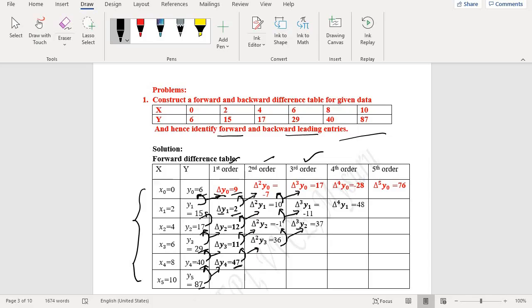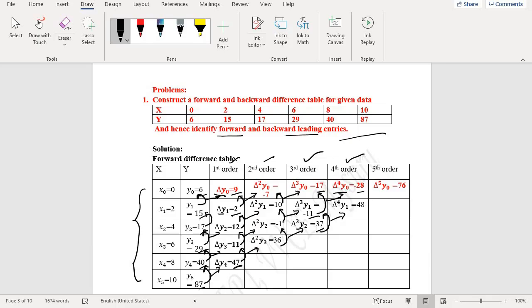Now observe the third order. I have three non-zero values, and all three values are distinct. So I can go for the fourth order. Using the third order, find the fourth order. To find delta power 4 y0, the definition is delta cube y1 minus delta cube y0. That gives delta power 4 y0. Similarly, delta cube y2 minus delta cube y1 gives delta power 4 y1. So this completes the fourth order forward difference.